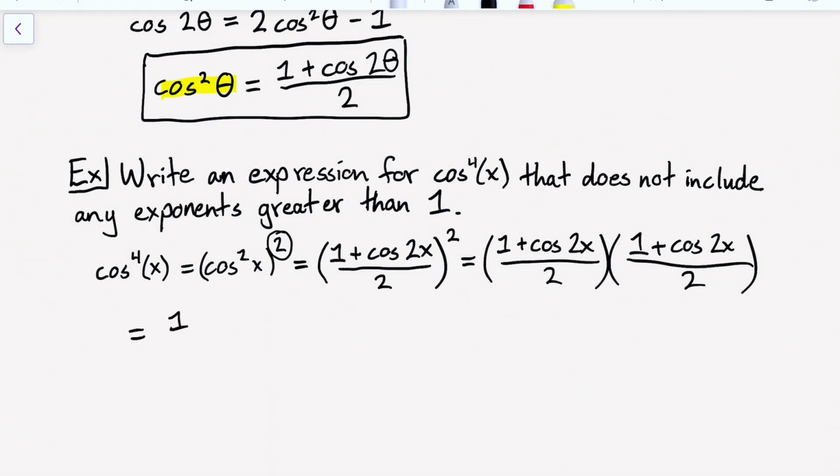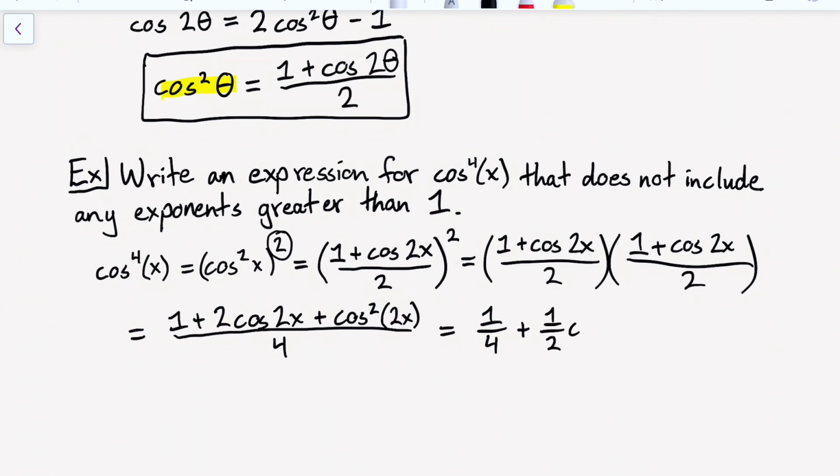And without showing all the details, we can write this out as (1 plus 2 cosine of 2x plus cosine squared of 2x) over 4. Or if we want to write the individual terms, we have 1/4 plus 1/2 of cosine 2x plus 1/4 of cosine squared of 2x.